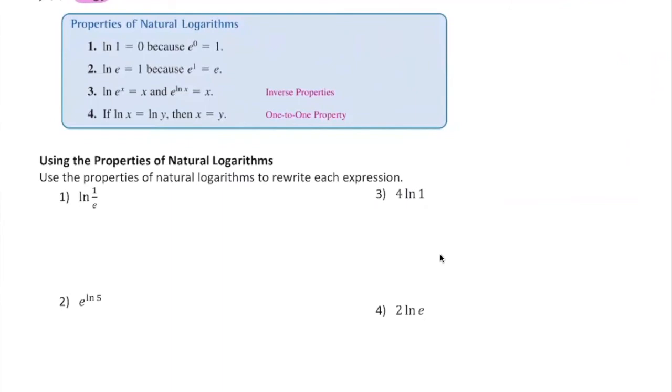So we have 4 problems. Go ahead and pause the video and try rewriting them using our properties of natural log, and then we will go over those together. So hopefully you've had a chance to work through 1 through 4.